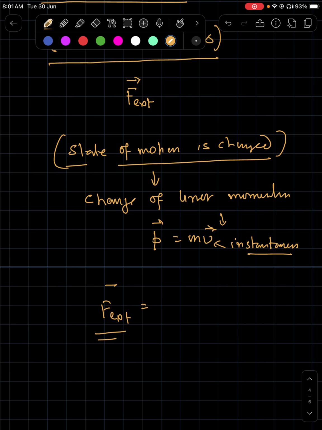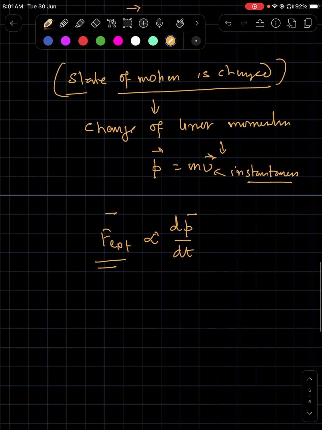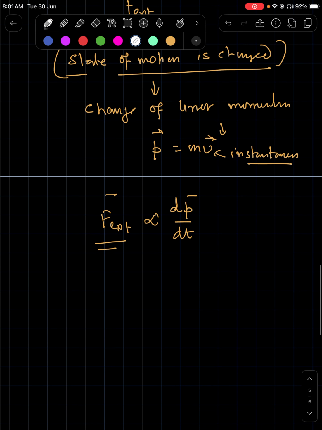So this external force F is simply the rate of change of momentum. It is not the law. The real statement is that it is directly proportional to the rate of change of the linear momentum. But again, I have to pause here to make you aware that this momentum is also the total resultant momentum.